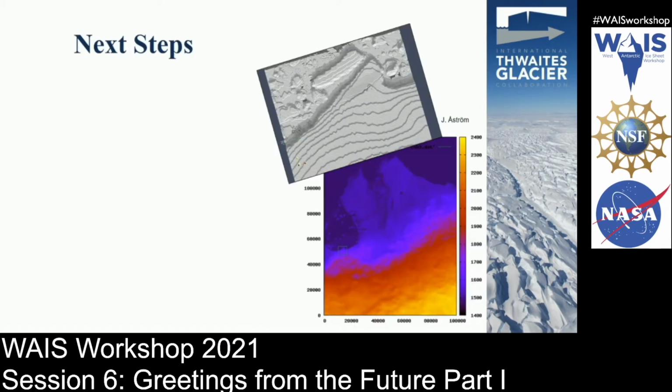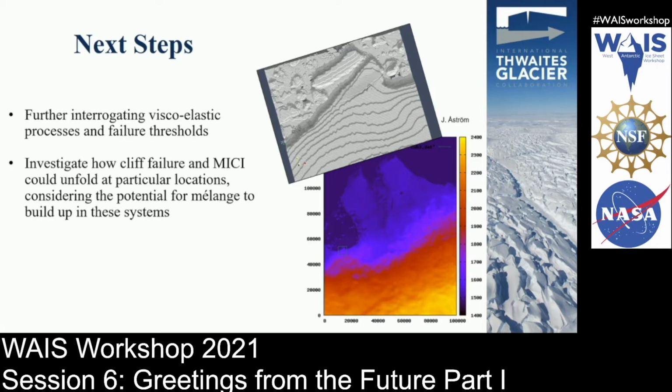Of course, there's always more work to be done, and our team is now looking into those viscoelastic processes more finely, which I mentioned earlier. We're looking at how these processes could unfold at particular locations, especially Thwaites, and we have started some simulations of calving at Thwaites with its current configuration. And we are looking to incorporate our retreat rate law in an ice sheet model, and we are doing this now with partners within the ITGC.